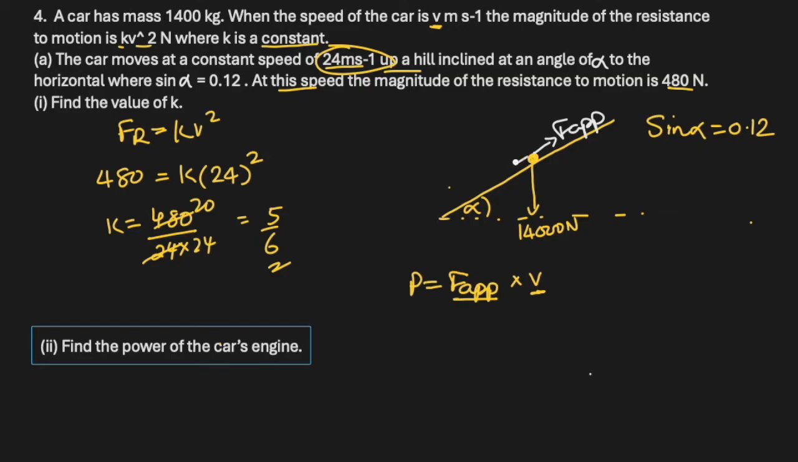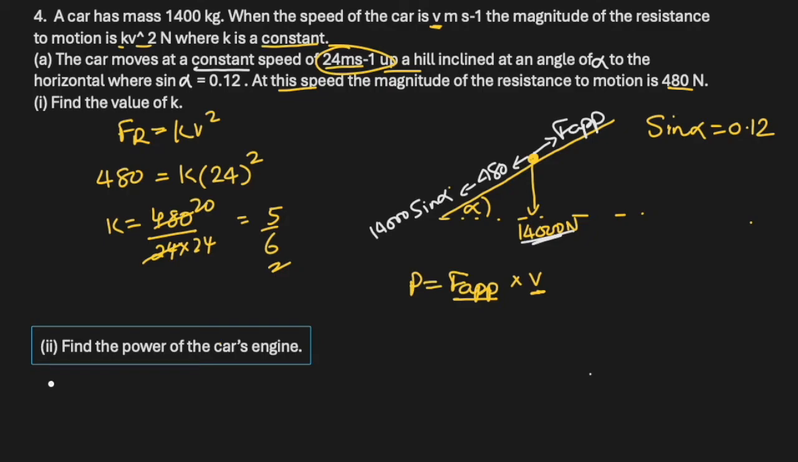And what are the resistive forces? 480 newtons, they have already given one. And there will be one more resistive force, which will be the component of this weight in this direction, which will try to bring it down. And that will be 14,000 sine alpha. So these two forces will be balancing this out. Why? Because the speed is constant, and speed is constant only when applied force and resistive forces are equal.